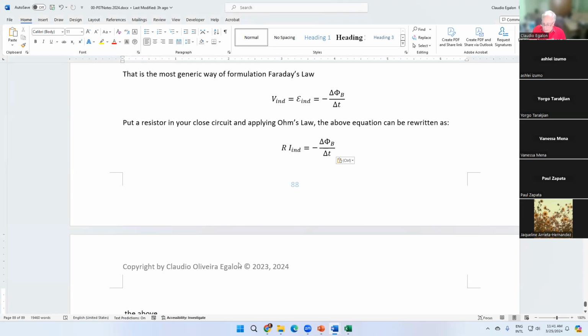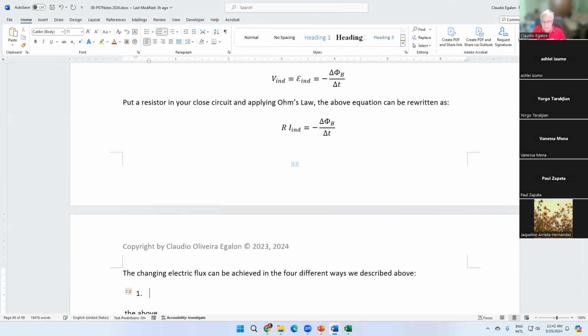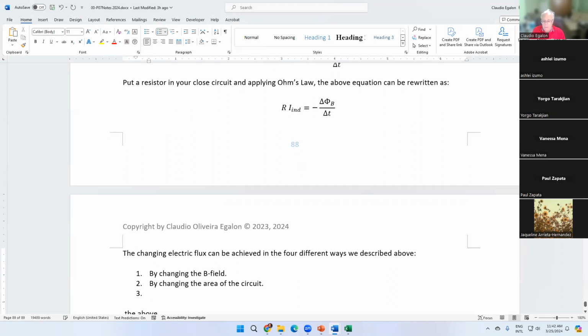So the changing magnetic flux can be achieved in the four different ways we described above. One, by changing the B field. Two, by changing the area of the circuit. Three, by changing the orientation of the area of the circuit.